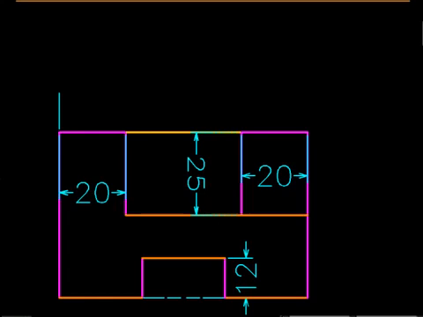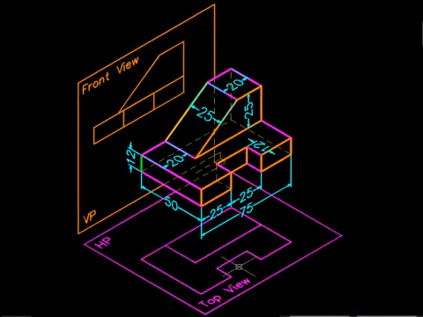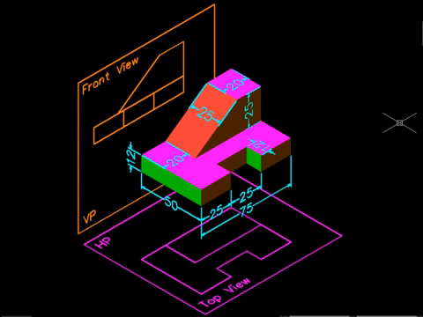Now top view has to be made from this. So this is how we get the top view. Returning to the basic position, we get the top view here on HP. On VP we already have the front view. Now the last thing we need to take care of is the side view. So let us have a side view of this.